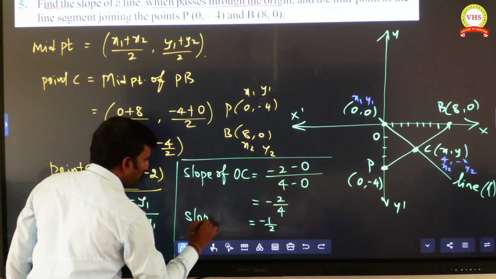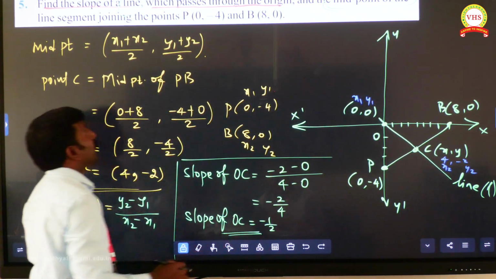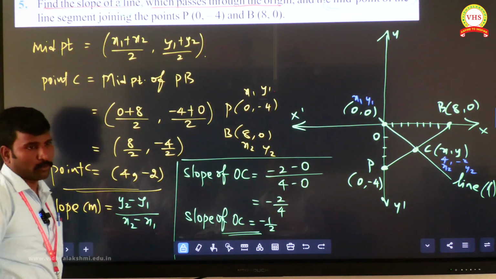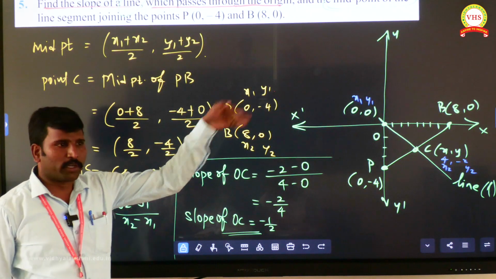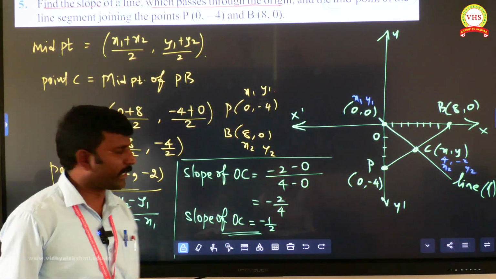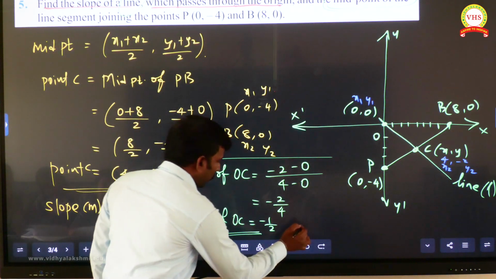So slope of OC. Instead of OC, you can say slope of the line also. Okay. Here OC is a line segment. After crossing O and C, it's going on. So we can say that the required slope is minus 1 by 2. Understand, children? That's it. This is our required answer.